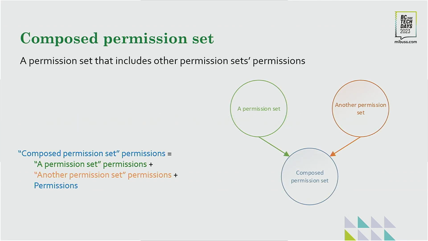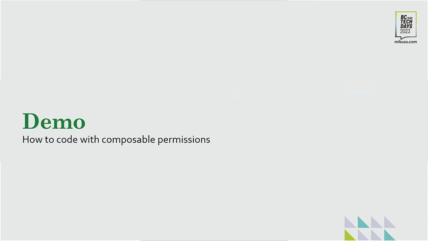So first, I just want to recap what a composed permission set is. A composed permission set is quite simply a permission set that contains permissions from other permission sets. Here we have the example with the blue permission set at the bottom. That includes the permissions of the green permission set and the orange permission set as well. So essentially, you can include other permission sets in your permission set. Let's jump straight into a demo and create a demo app, and then we'll create some different permission sets, and we'll see how we can include those different permission sets in our app.